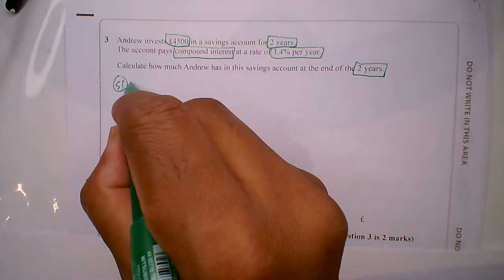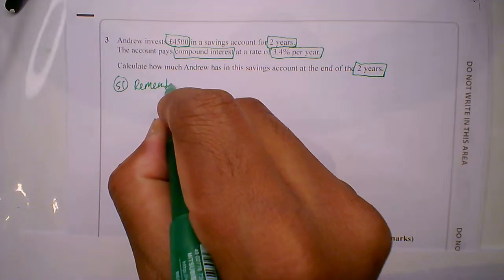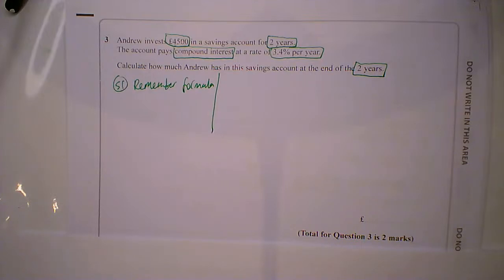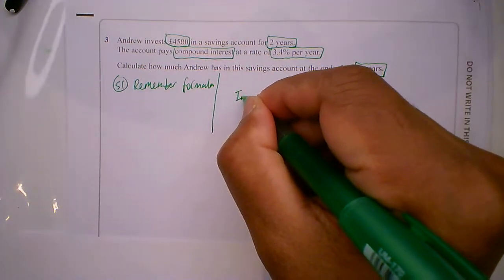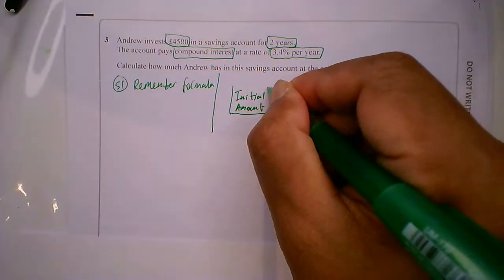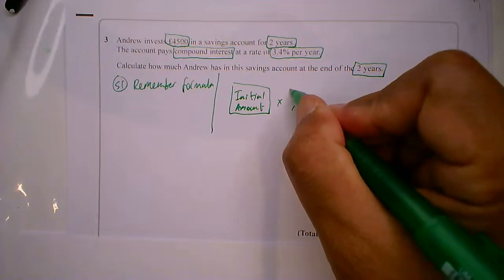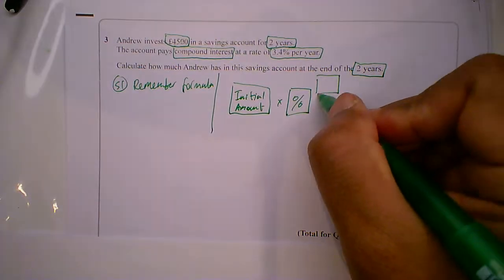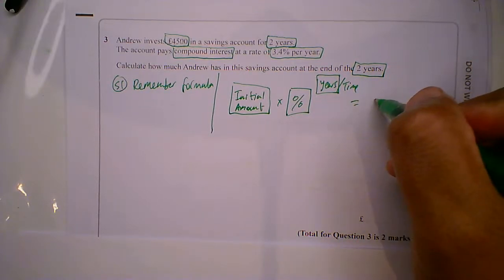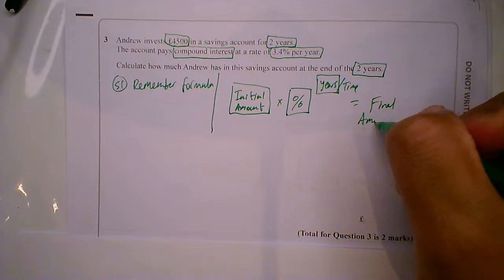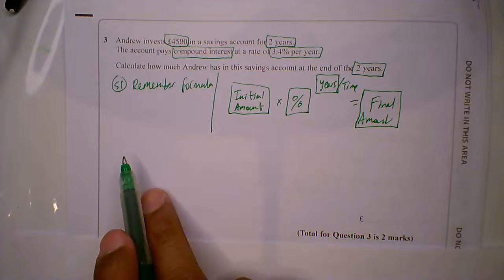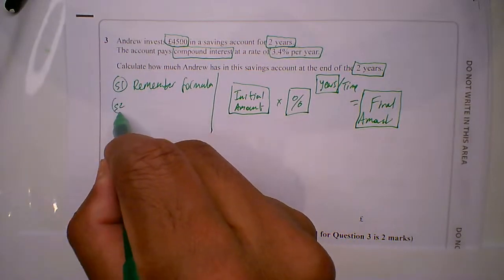So step 1 is I am going to remember my formula. Remember formula. And how do we do that? If you think about it, it's our initial amount multiplied by our percentage raised to the power years or time, and that gives us our final amount. So remember the formula, and then step 2 is I substitute.